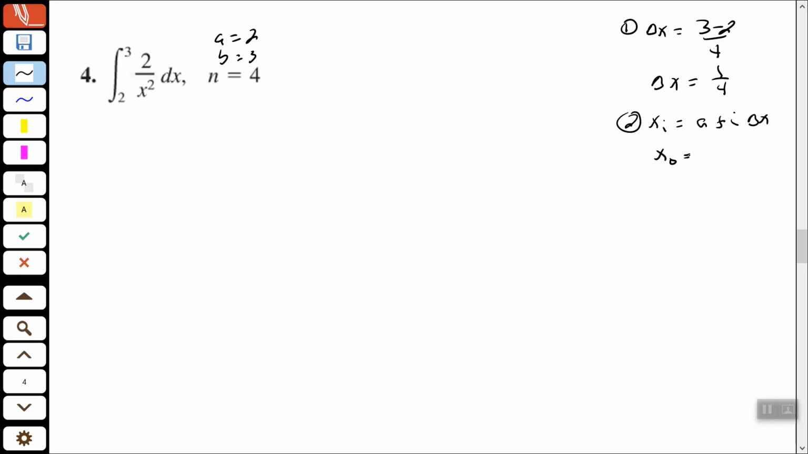So x sub 0, a in this case, is 2. x sub 1 equals 2 plus 1/4, 2 1/4 or 9/4. So we have 2, and then we have 1 1/4, which is 9/4. Now if we add a fourth to that, we should end up with what, 1 1/2?